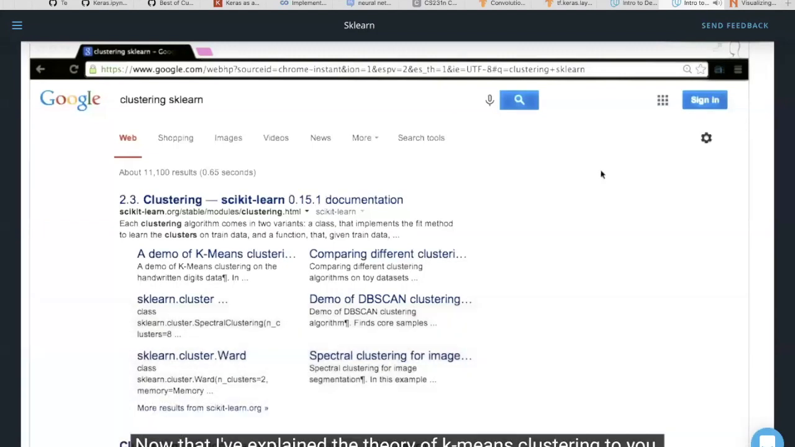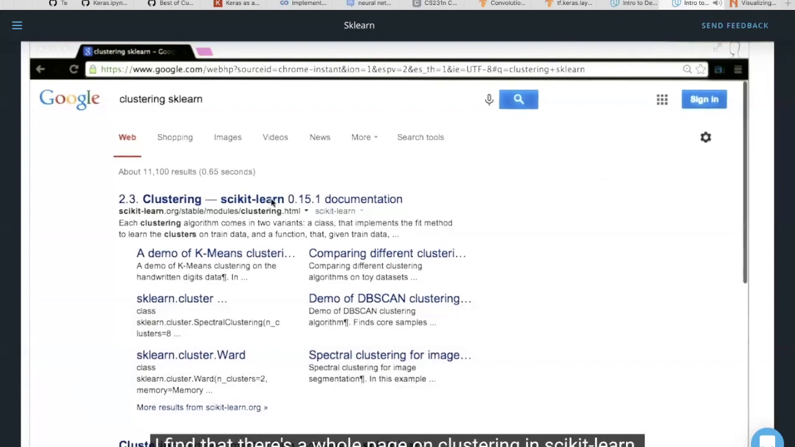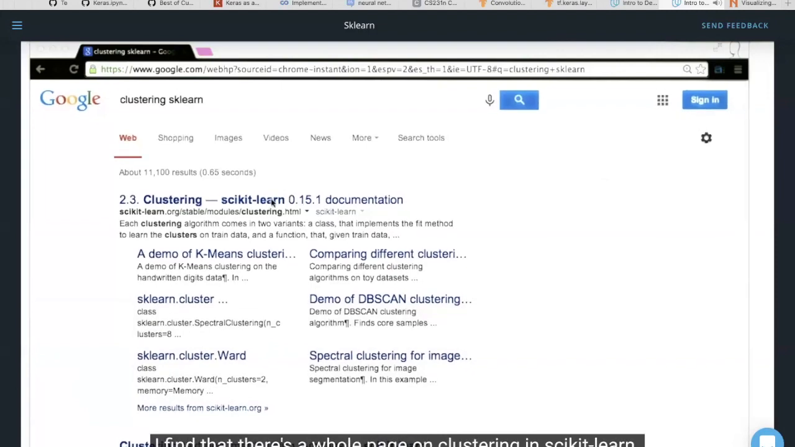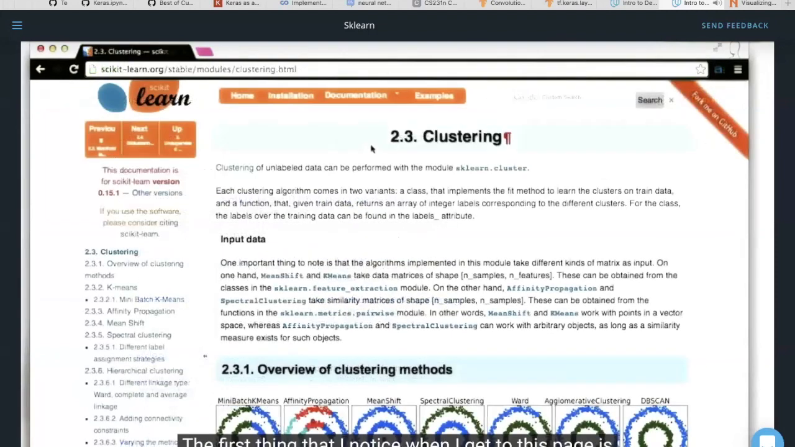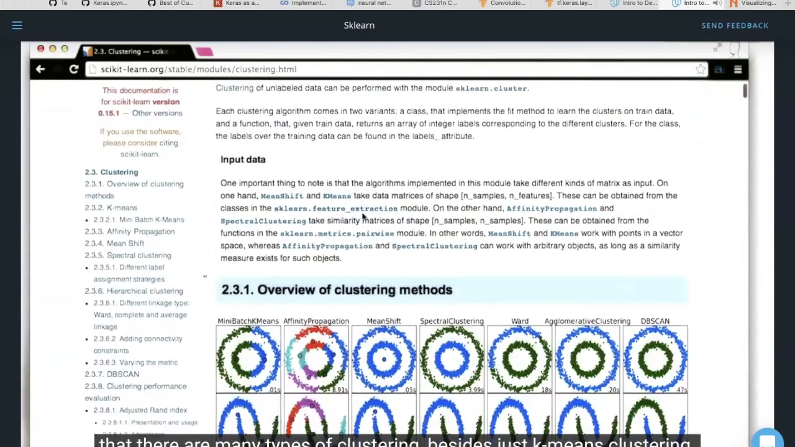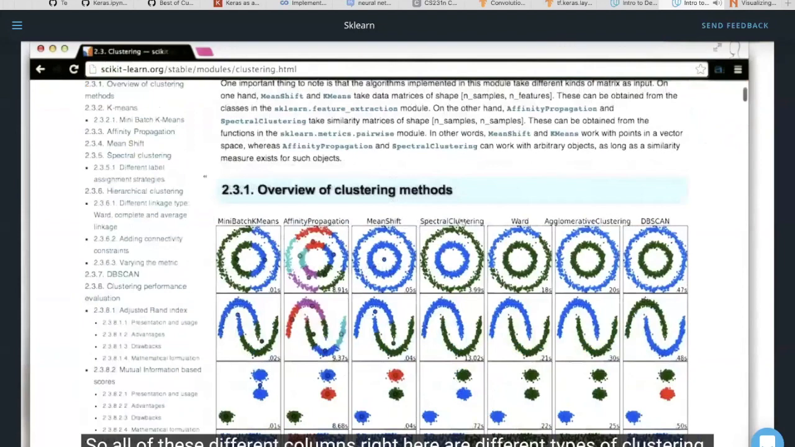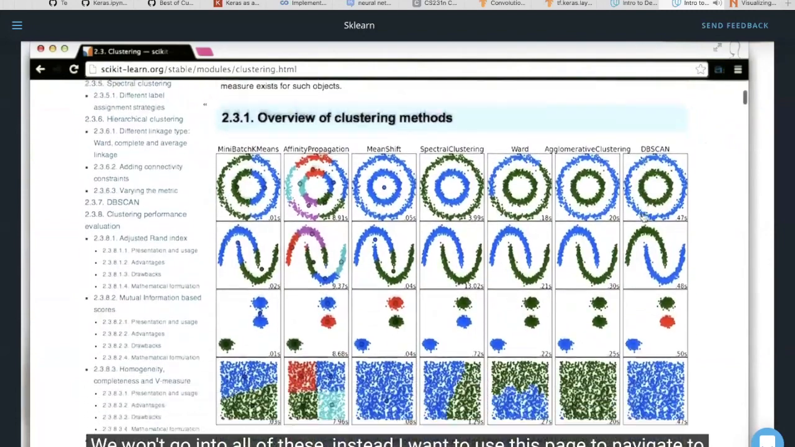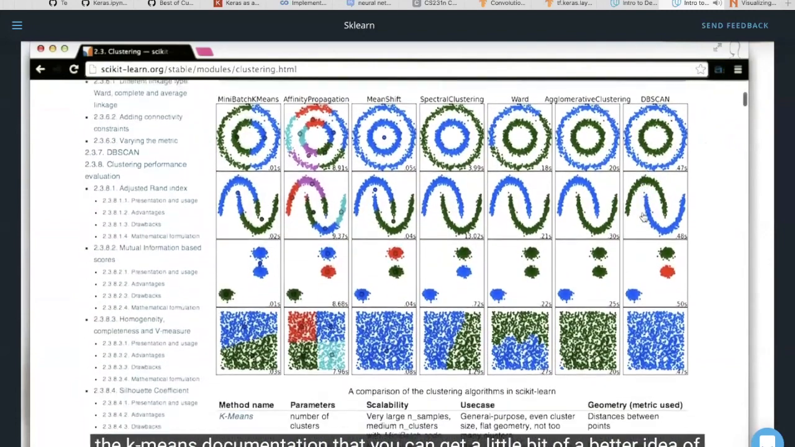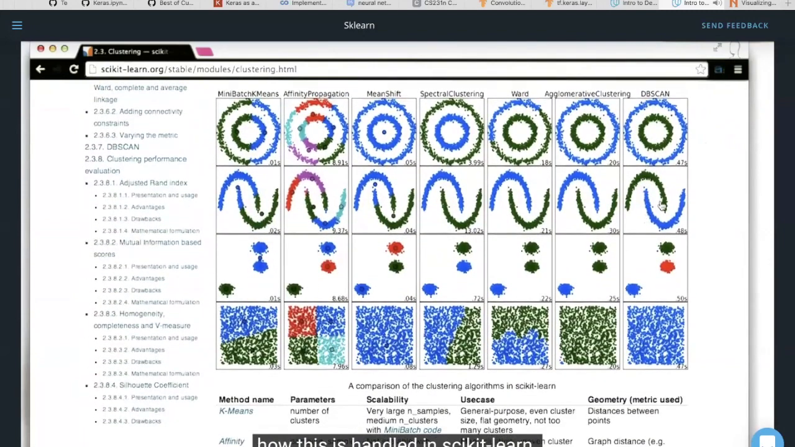Now that I've explained the theory of k-means clustering to you, I'm going to show you how to use the scikit-learn implementation to deploy it in your own studies. So I start over here at Google, and I find that there's a whole page on clustering in scikit-learn. The first thing that I notice when I get to this page is that there are many types of clustering besides just k-means clustering. So all of these different columns right here are different types of clustering. We won't go into all of these. Instead, I want to use this page to navigate to the k-means documentation so that you can get a better idea of how this is handled in scikit-learn.